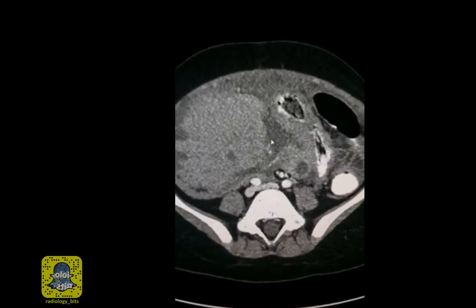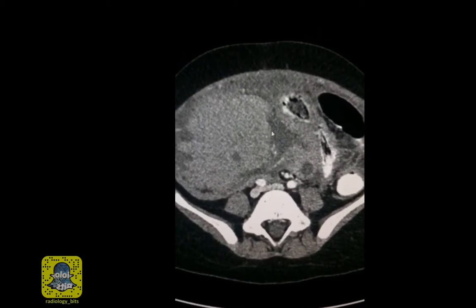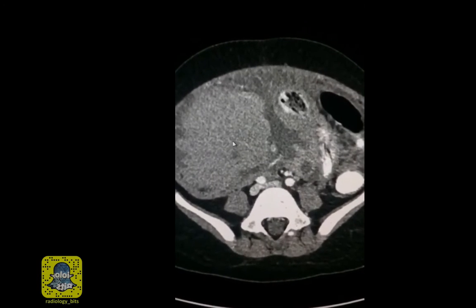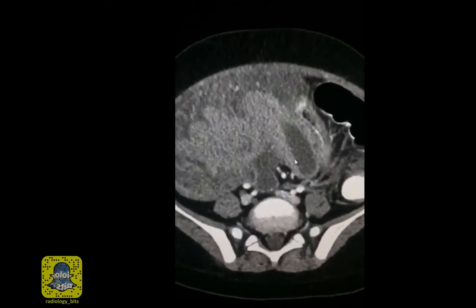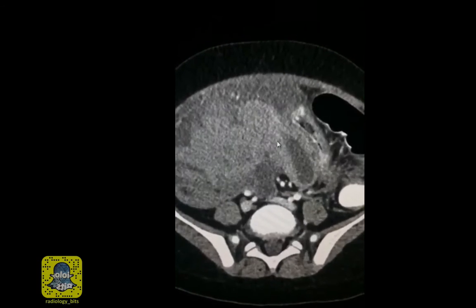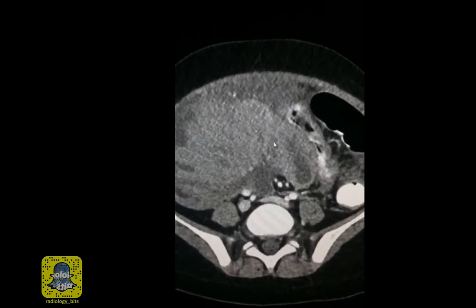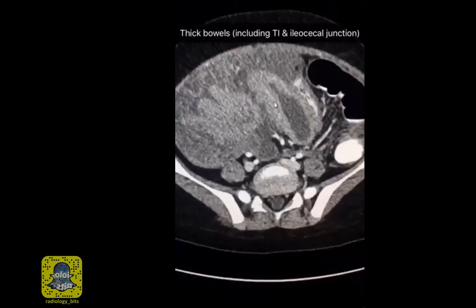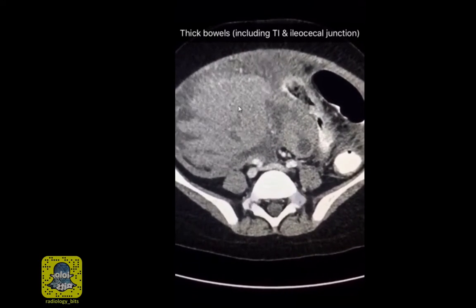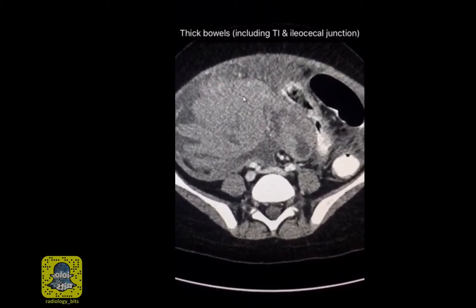In a previous clip, we talked about how you could track the distal small bowel loop as it becomes the terminal ileum and goes into the cecum. And as you could see here, this is a very abnormal distal small bowel. The terminal ileum here is very thick. And there is an extensive thickening of the ileocecal junction, which is difficult to appreciate as it goes into this thickened cecum.